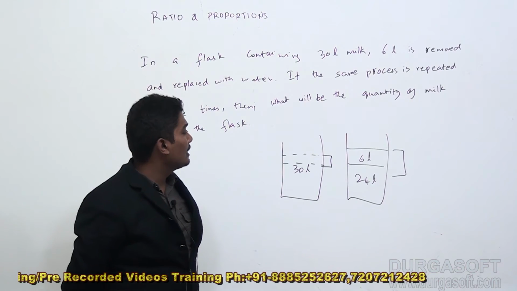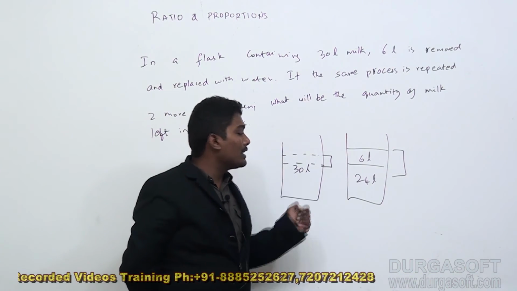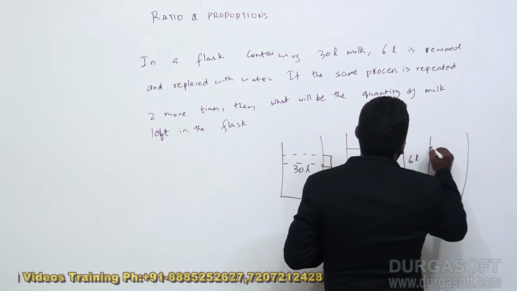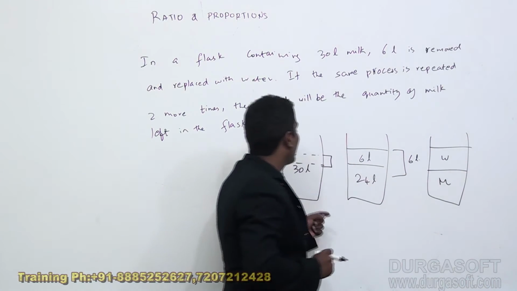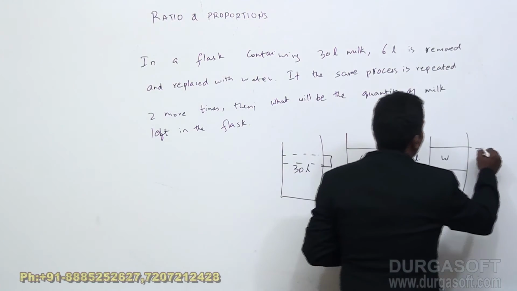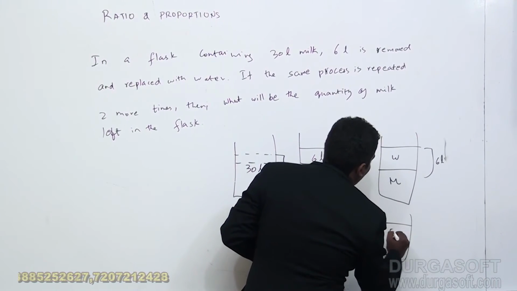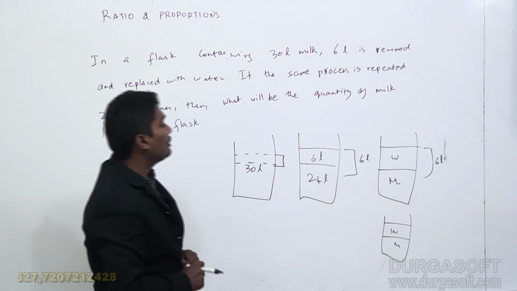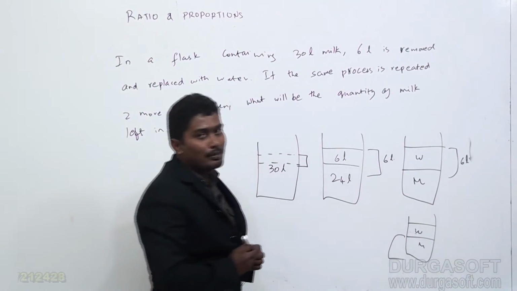In this 6 liters, I will remove a combination of milk as well as water. I will not just remove milk alone or water alone. So 6 liters I will remove and I will replace it with water. So now I will have some quantity of water and some quantity of milk. First I did it once, after that I will have to do it 2 more times. Again I will remove another 6 liters. After removing another 6 liters, now it will have water and milk. The question is, how much milk will be left here?